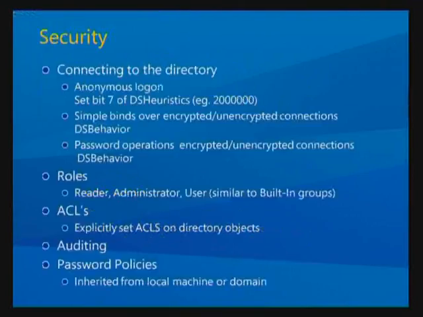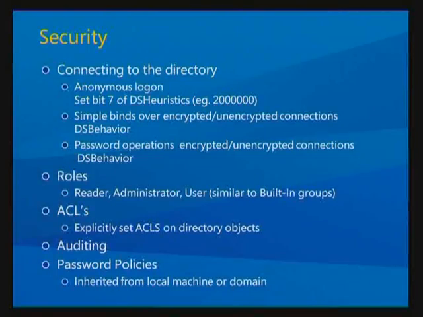So just a couple of things in terms of just to summarize connecting to the directory. Okay, exactly the same as Active Directory, it doesn't allow anonymous logon by default. If you want to allow that, just go and set bit 7 of the DS heuristics bit. And as I've showed you, simple binds, you can configure the ability to deny unsecure binds using the DS management tool. Similarly for password operations, secure proxies, things like that. I've showed you the concept of roles, which are just like the built-in groups, which allow a user to get access to the directory. One thing I haven't shown you is access control entries.